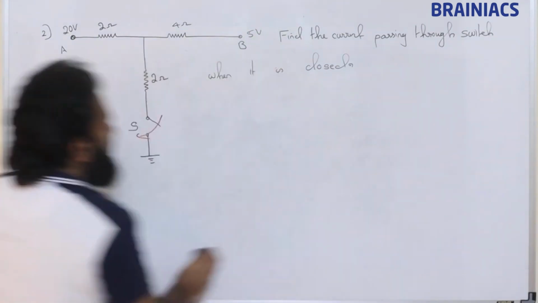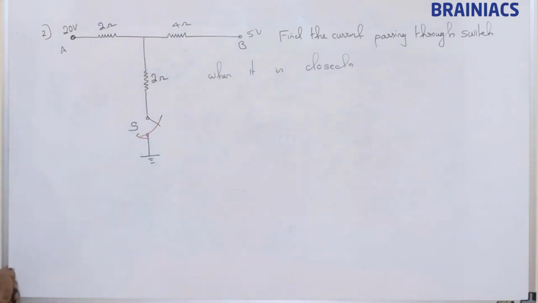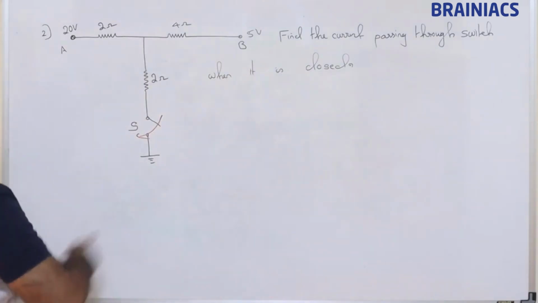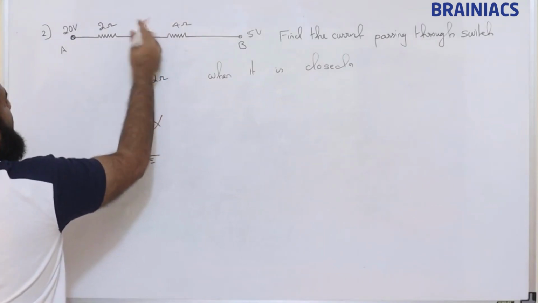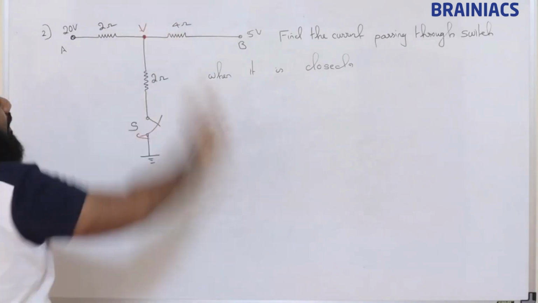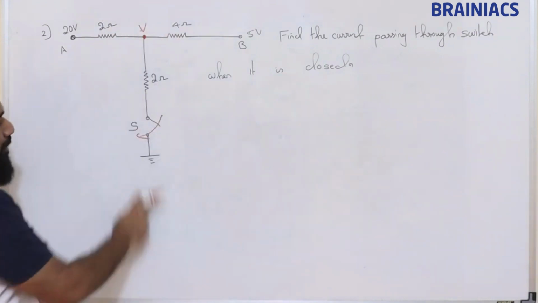Right, so now what we are going to do is, there is a node here. We do not know its voltage. Simply we are going to put this as V.